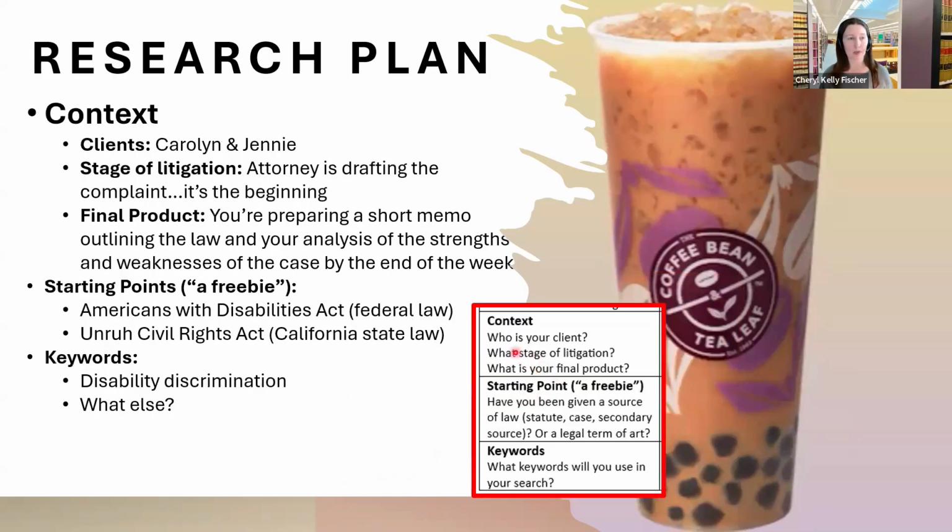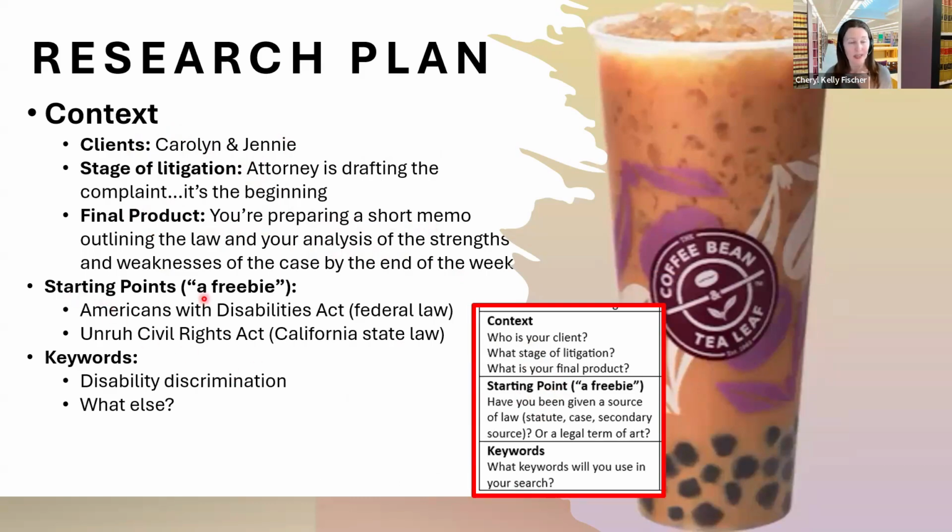All right. Rounding out the end of our research plan, we've got our context. So who's your client? The plaintiffs are our client. What stage of litigation are you in? What's your final product? Oh, we're going to be preparing a short memo. It's going to be due by the end of the week. That's going to inform our strategy. How long we spend on this research is going to be important for knowing what our final product is going to be. And then starting points.